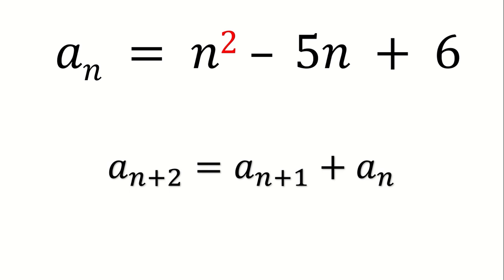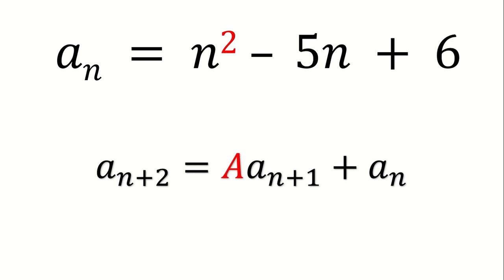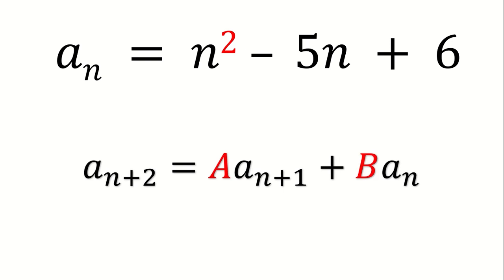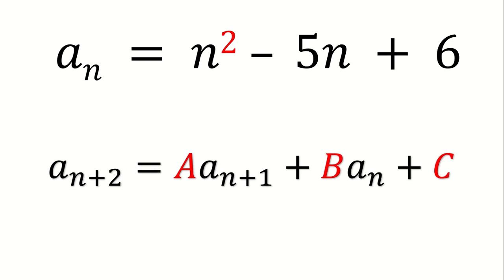Okay, we also have some coefficients for these parameters. So we have the coefficient a for a_(n+1) and the coefficient b for a_n, and also a constant number which is added to the whole equation. So the general equation is something like this: a_(n+2) is equal to a times a_(n+1) plus b times a_n plus c. And we want to get this relationship. So let's obtain a_(n+2) first.